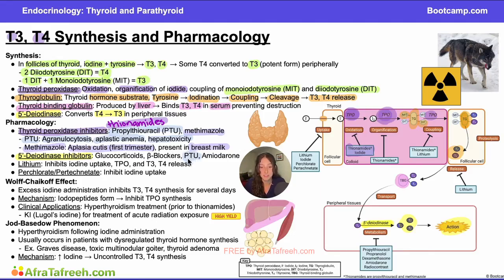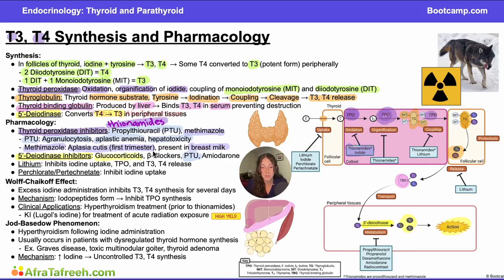So propylthiouracil is active against two enzymes, both thyroid peroxidase and 5' deiodinase, whereas methimazole is only going to be active against thyroid peroxidase, so a key differentiation there. And then in addition to propylthiouracil, a lot of these 5' deiodinase inhibitors aren't actually intentional inhibitors of thyroid synthesis. It's more of a side effect.